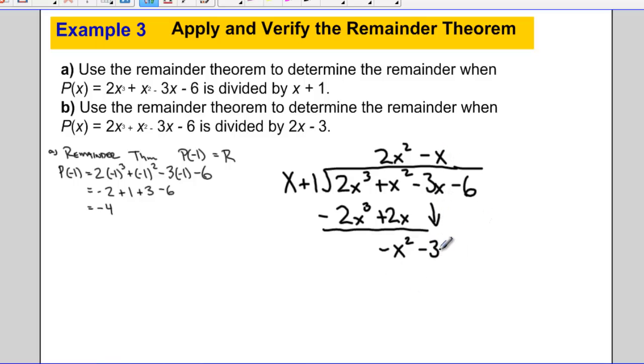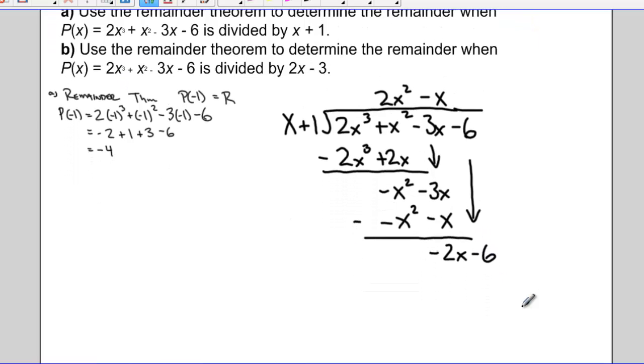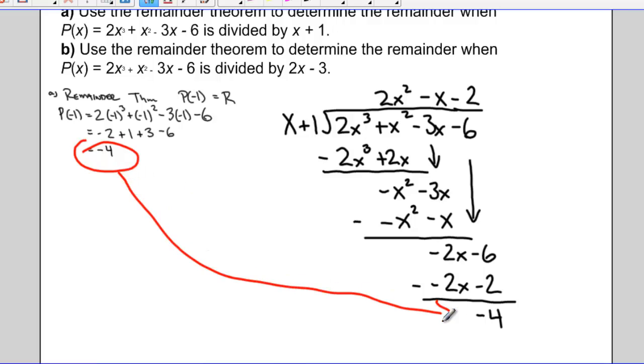Forgot to bring down that negative 3x. Bringing the negative x down, multiplying, and then subtracting. I have negative 2x left, bring down the negative 6. What do I multiply x by to get negative 2x? Negative 2. And subtracting, I get a remainder of negative 4, which agrees with what the remainder theorem told me.